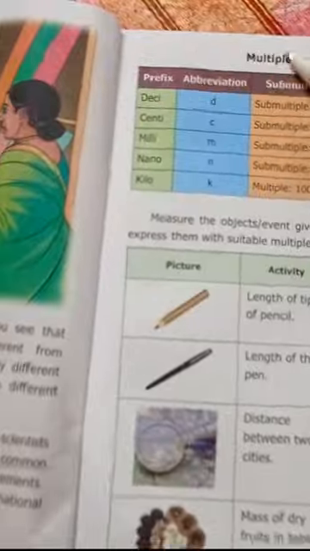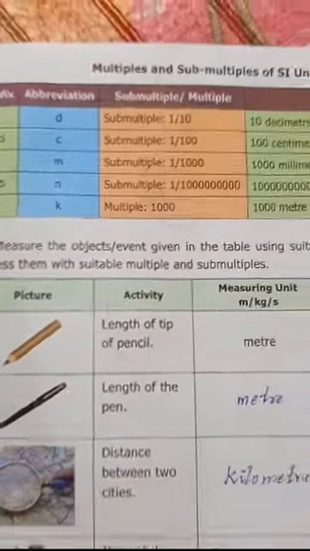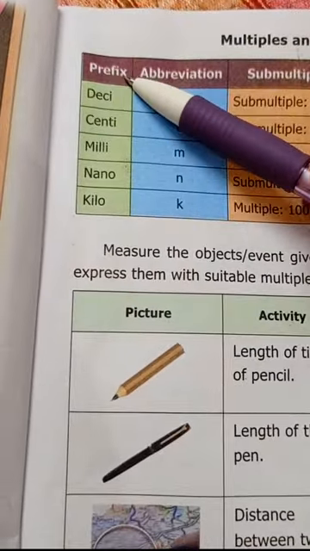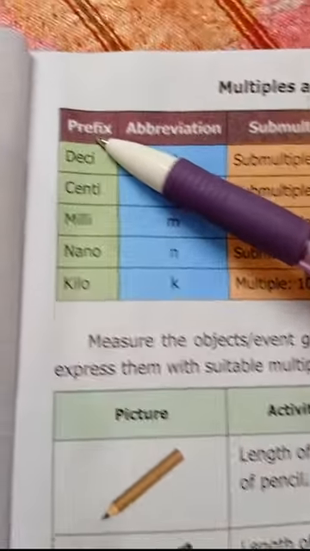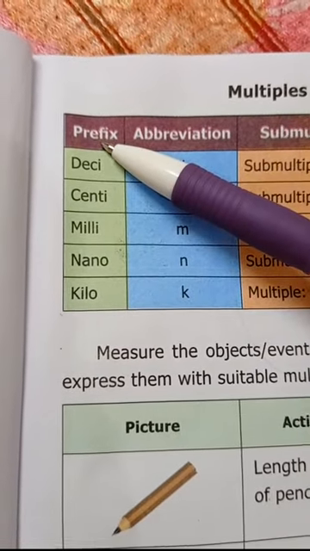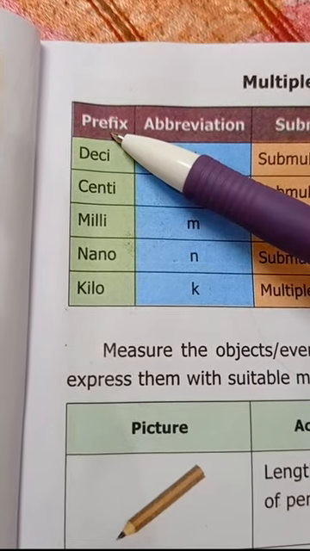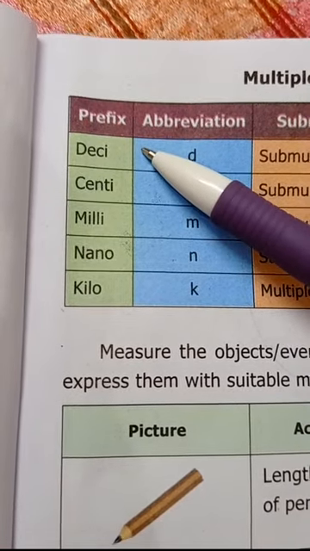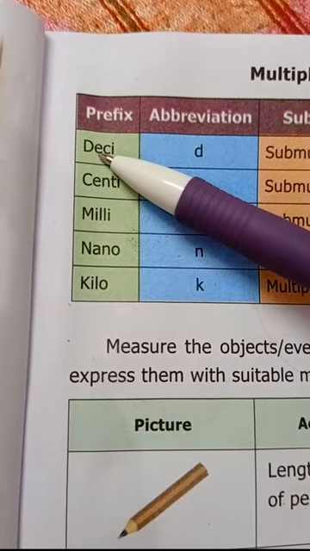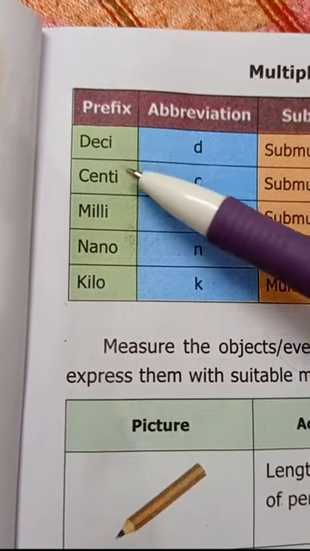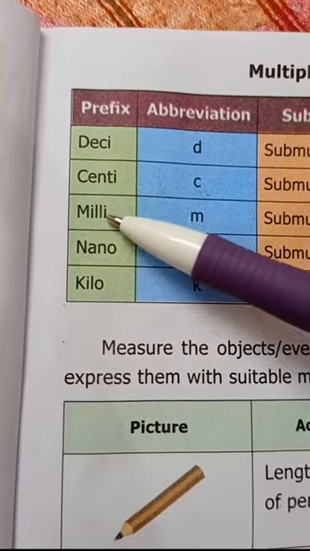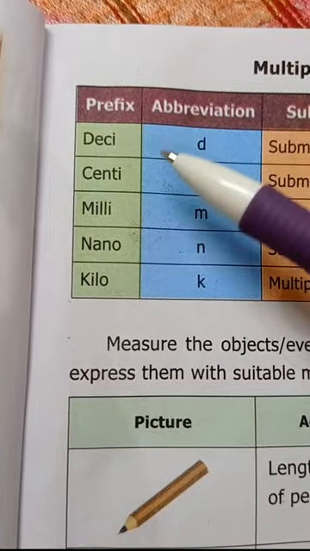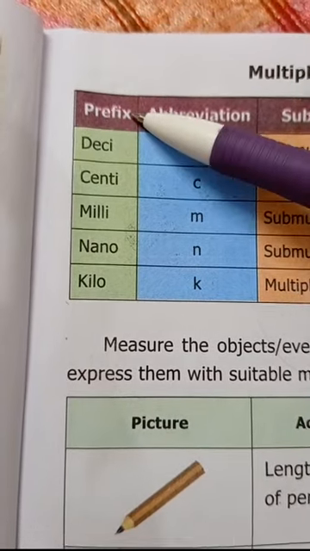Now let's move on to the table, multiples and submultiples of units. Here the first column, what do we have? It's prefix. What is prefix, children? A prefix is a letter or group of letters which is added to the beginning of a root word. What is a root word, children? Meter is the root word, and to meter it is added in the beginning. That is called prefix. So decimeter, centimeter, millimeter, nanometer, kilometer. So all these words are added in the beginning of a base word. That is why it is called prefix.